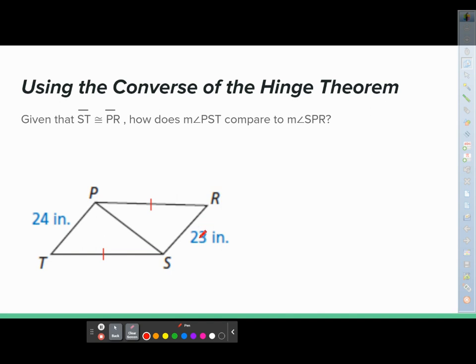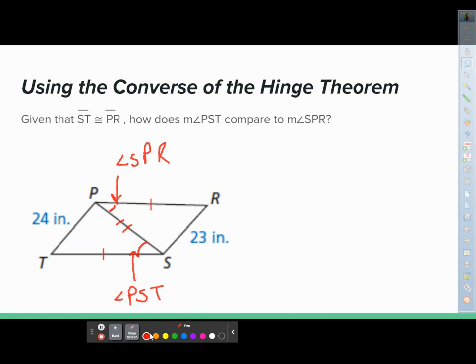Well, in the notes it said it had to have two sides congruent. Yep, this side here, PS, is congruent to itself. Okay. So the included angle between these two sides would be angle RPS or SPR. That's angle SPR. And the included angle over here is angle PST. So those are the two angles I'm comparing.